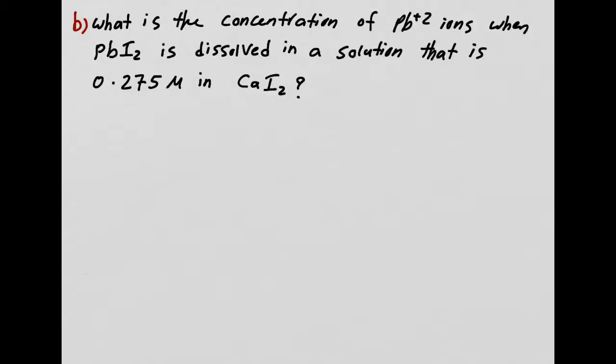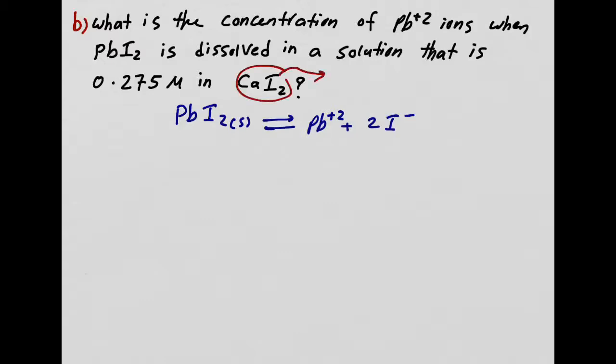Hopefully what you said was the same as before. Of course, we have PbI2 solid. That hasn't changed, right? It goes back and forth to Pb plus 2 plus 2I minus. I always do this just because it makes it so much easier to see. Now, the solution has also calcium iodide, okay? Now, calcium iodide is 100% soluble in water. It will break up into calcium and then 2I minus.